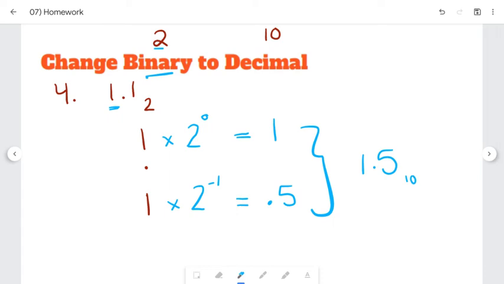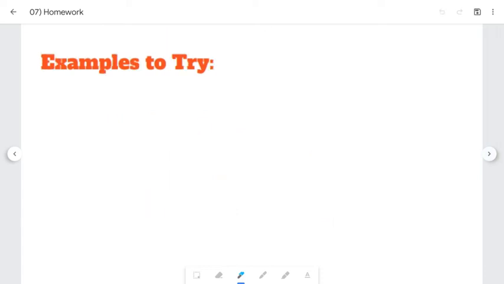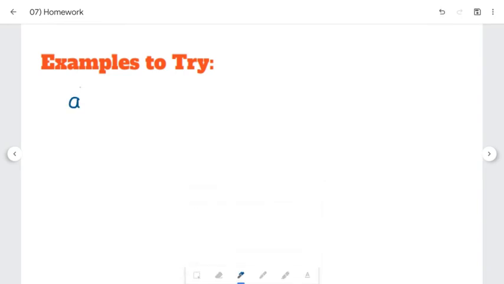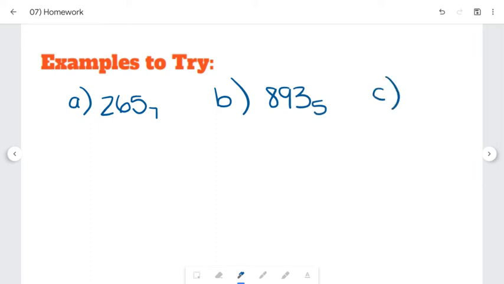So the rules that we can gather here are actually, excuse me, I'm going to give you some examples to try first. So you get A, B, and C. These are already on your homework sheet paper. So go ahead and pause the video here and try those on your own. We'll go over these tomorrow in class. But go ahead and pause your video.